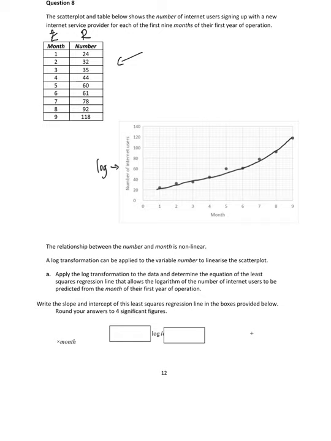I'm just doing this on the calculator as I'm saying it to you. And then the number, putting that 24 through to 118. 35, 44, 60, 61, 78, 92 and 118.